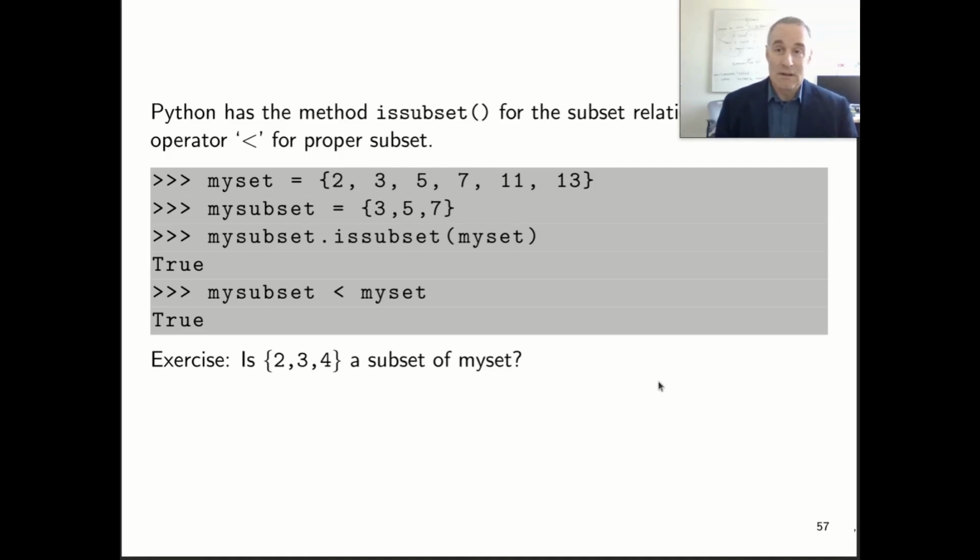Okay, let's do another little exercise in Python. Python has the method issubset for the subset relation, and it uses the less than symbol for proper subset. So we can determine whether 3, 5, 7 is a subset of 2, 3, 5, 7, 11, 13, and indeed it's a subset, and it's also a proper subset. As a little exercise, see if you can write the Python expression for asking is 2, 3, 4 a subset of the set that's defined here.